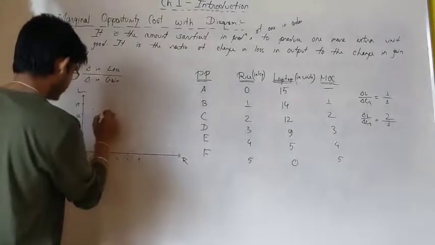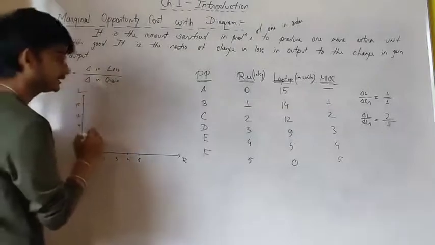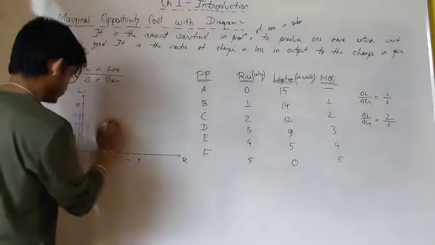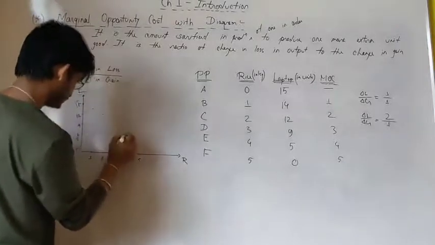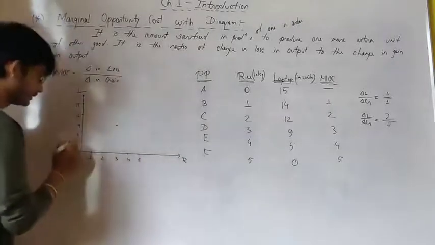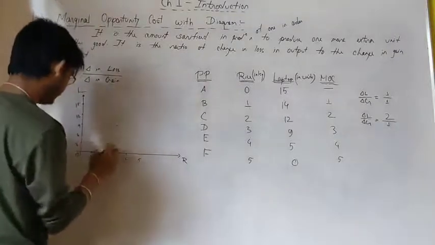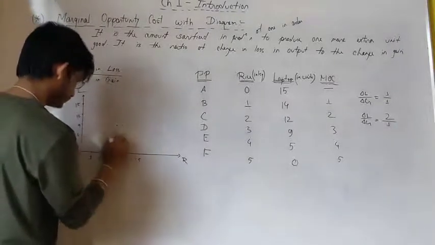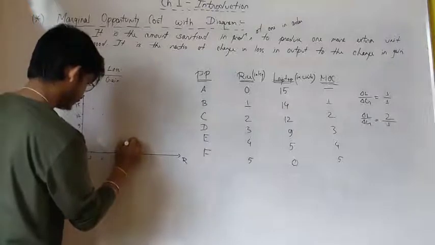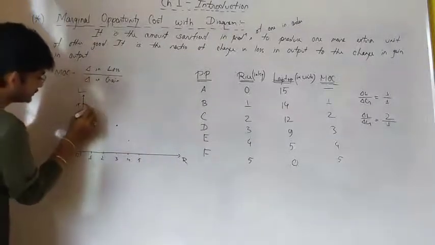For 2 it is 12. Then for 3 it is here, for 3 it is 9. Then for 4 it is 5, and finally this one. So let's join all these points.